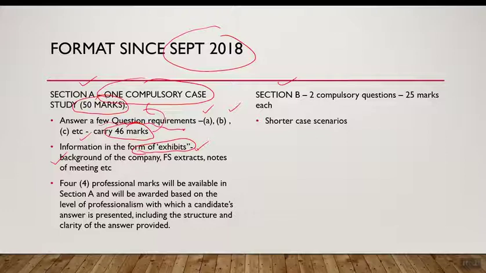And of course, there will be 4 professional marks that will be available in this particular question, where you are required to present your answer in the structure and clarity that is required of ACCA. Now in section B, there will be 2 compulsory questions, 25 marks each, and obviously shorter case scenarios.